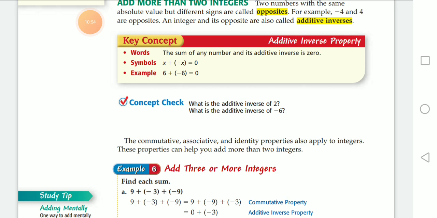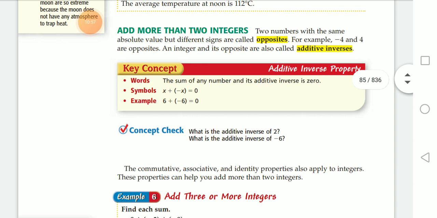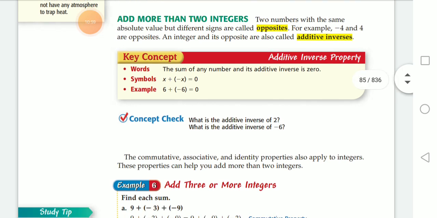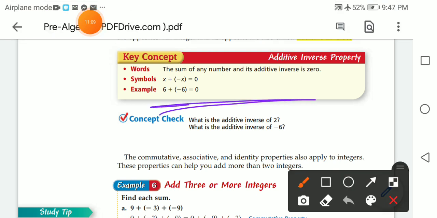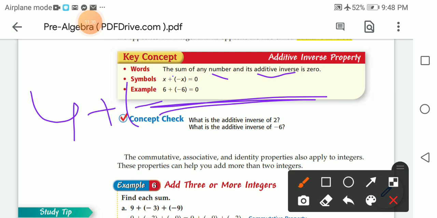Please study this word. Key concepts, we always write key concepts in our notebook. Words: the sum of any number and its additive inverse is 0, right? This is important. 4 plus negative 4 gives you 0.